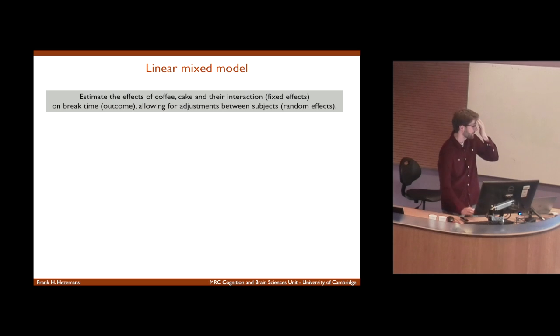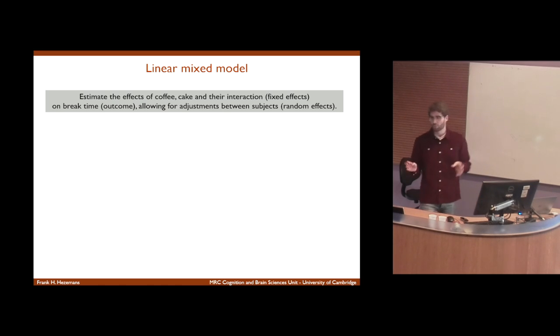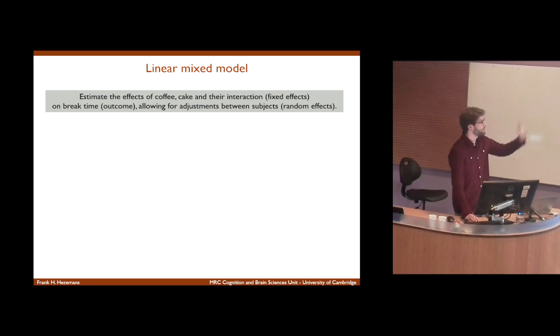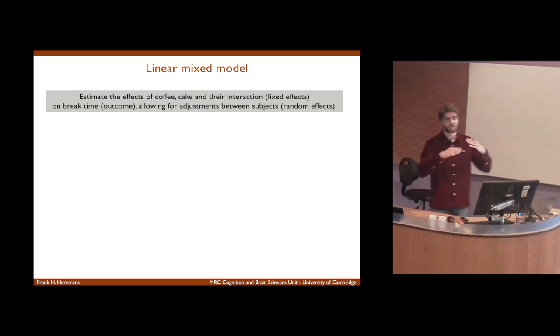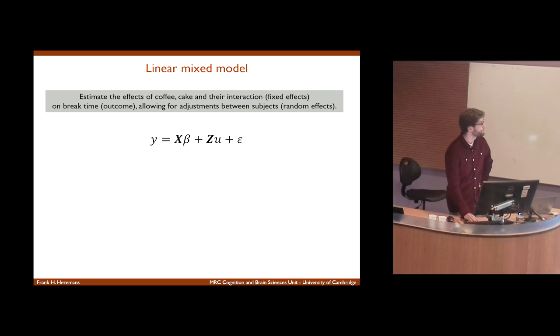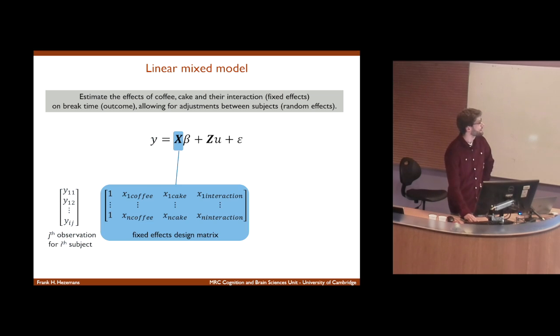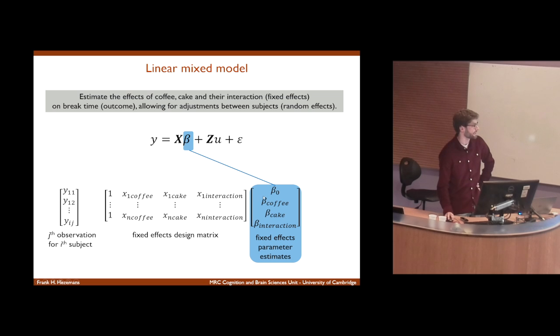Okay, so now that we have an intuition for how that works, let's talk about the actual model that we're going to fit. To return to our data, we want to know the effect of coffee and cake and their interaction on break time. And we also want to take into account individual differences here. So that's a linear mixed model. This is just your outcome variable, a vector of observations. That's a design matrix, which codes for the levels of the factors. And this beta vector is what we're really interested in. This is what we want to estimate here, the posterior distributions for these parameters.